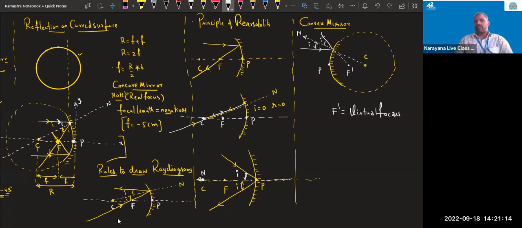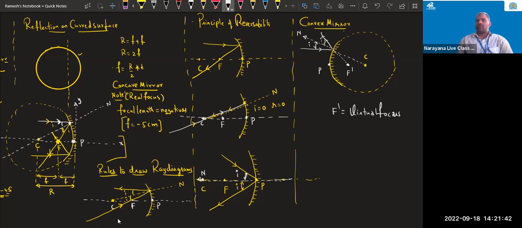Have you noted? This ray must and should pass through this point of focus, apparently. Truly not going. Correct or not? Really not going. So what is this point called here? Virtual focus. So a convex mirror has only a virtual focus. There is no real focus for a convex mirror. Are you getting my point?